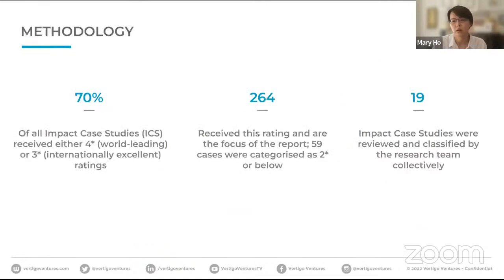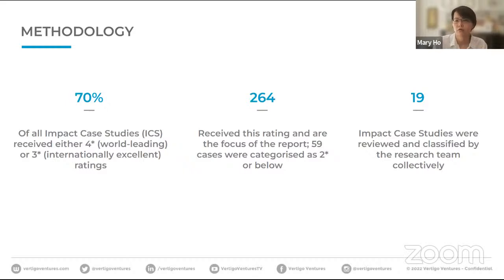So how did we do our research? The source is mainly the impact case studies that were submitted to the UGC by the 8 local universities in Hong Kong, and we extracted all the case studies that were available publicly from the UGC official website. Our research mainly focused on impact case studies that received 4-star and 3-star ratings, which account for 70% of the total research projects assessed in the RAE 2020.